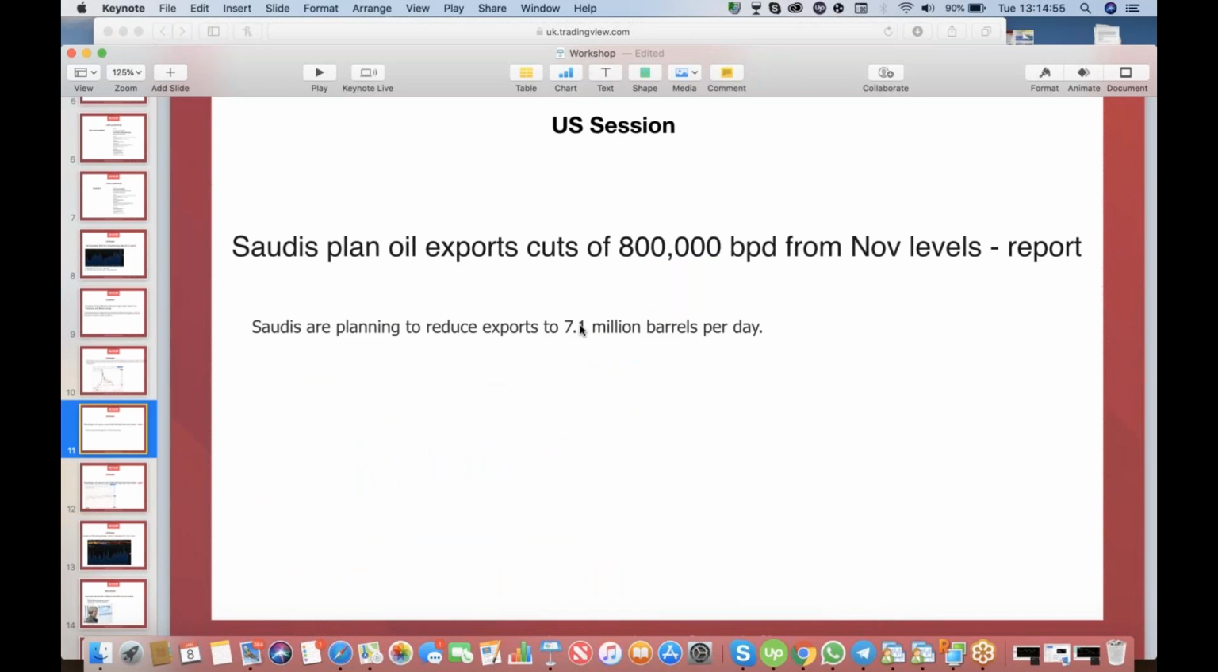So the way this would influence the oil market is that if Saudi Arabia cuts their exports of oil, it means that the price of oil is going to go up, because if there's less supply in the market, it means that the price of oil is going to increase.